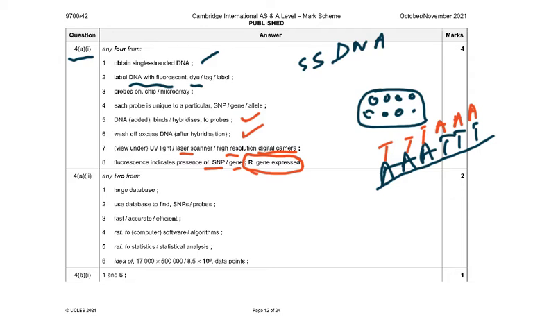Then bioinformatics. What was bioinformatics? There's a large database, and the use of the database is to find which probes have hybridized. Then there's a fast, accurate and efficient method. You need software and algorithms for it. You need statistical analysis of it. And you have so many data points, huge sums of data points.